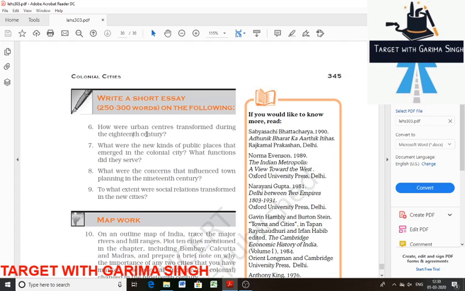Then, in these newly developed cities, many new buildings were built and new occupations developed. People flocked to these cities in large numbers. By the 19th century, these newly developed cities became the biggest cities in India.